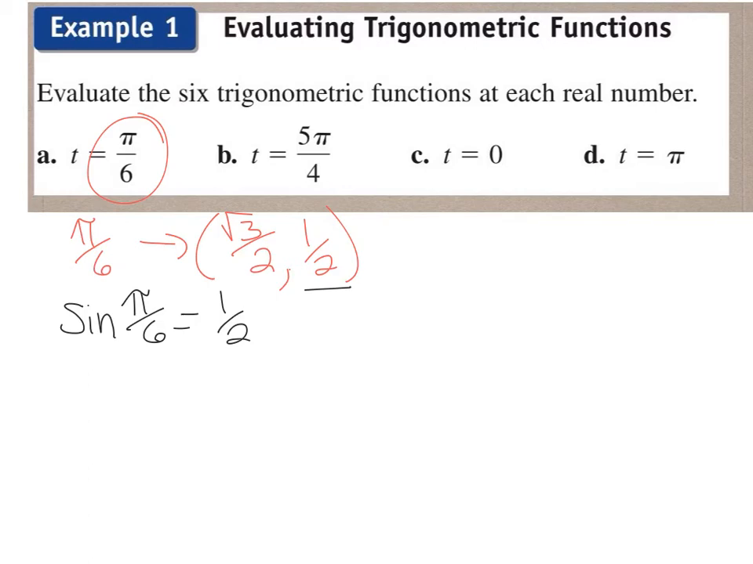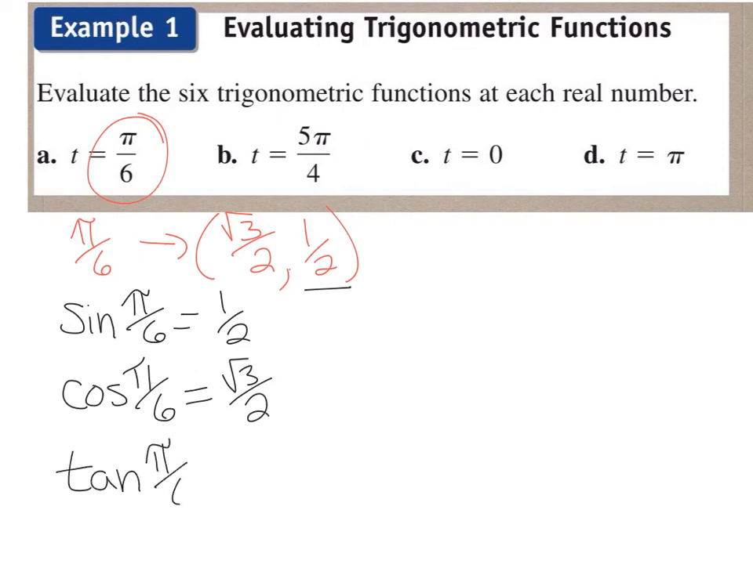You're just looking and analyzing what you're given. So sine is always the y value. Cosine of pi over 6 is going to be the x value, which is the square root of 3 over 2. And the tangent of pi over 6 is the sine over the cosine. So we get 1/2 divided by the square root of 3 over 2. And to deal with dividing by a fraction, we can multiply by the reciprocal.